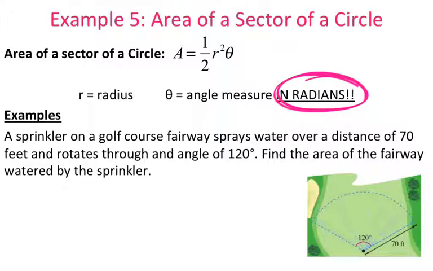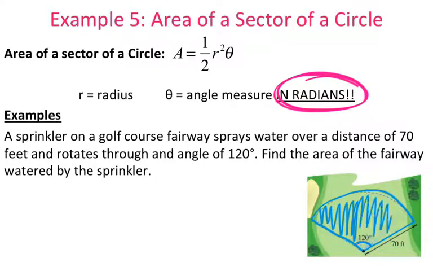So you have this drawing over here. So this radius is 70 feet. My angle is 120 degrees. And what we're trying to find is this part that actually gets sprayed with water from the sprinkler. Now I do keep saying that your angle has to be in radians. So the first thing I need to do is I need to take 120 degrees and convert it to radians.